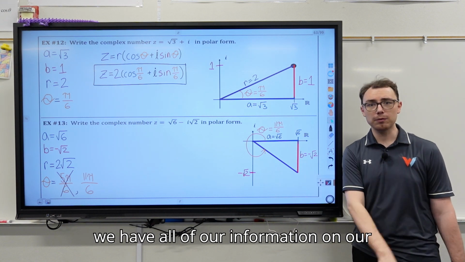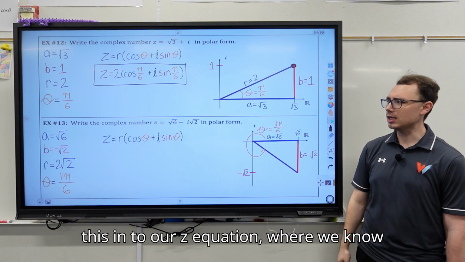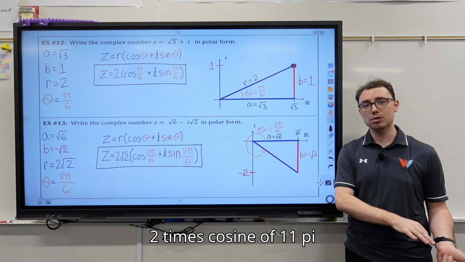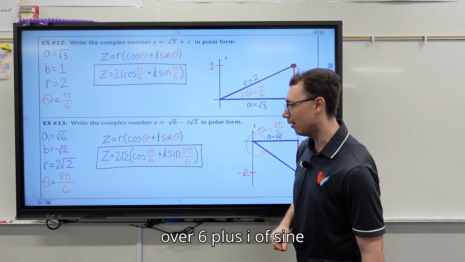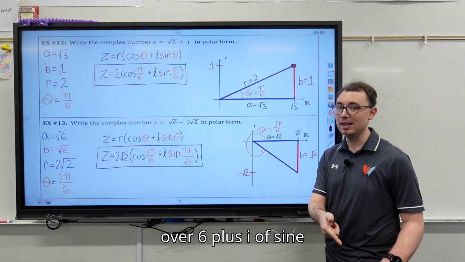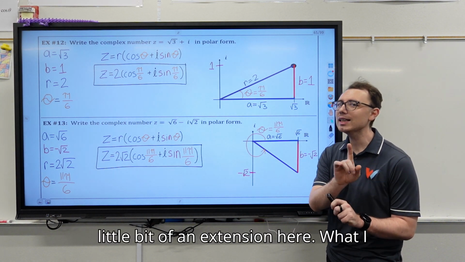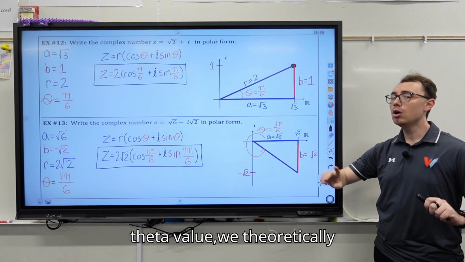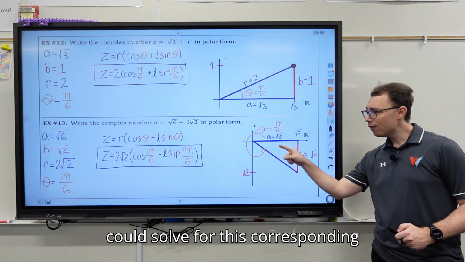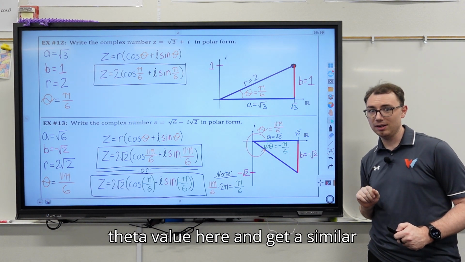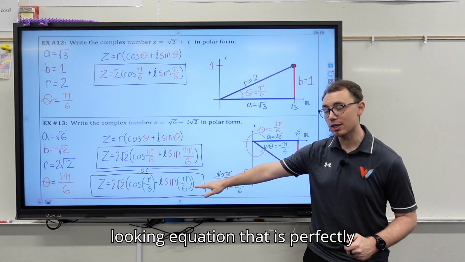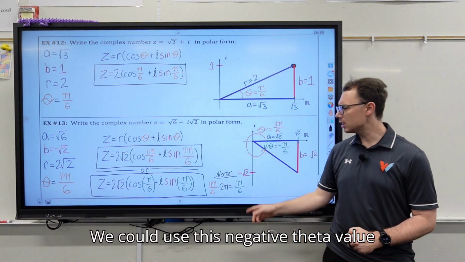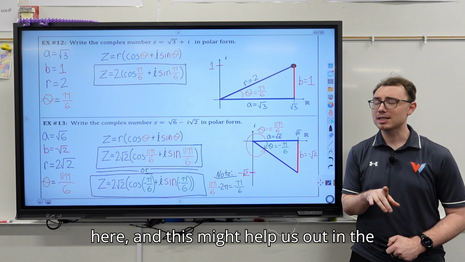Now that we have all of our information on our trig triangle, we're just plugging all of this into our z equation, where we know z now is equal to 2 root 2 times cosine of 11 pi over 6 plus i sine 11 pi over 6. But notice a little bit of an extension here. Instead of using this theta value, we theoretically could solve for this corresponding theta value here and get a similar looking equation that is perfectly equivalent. We could use this negative theta value here, and this might help us out in the future.